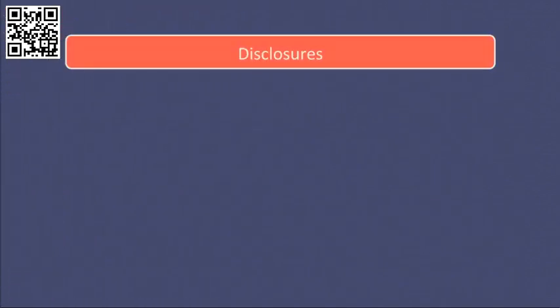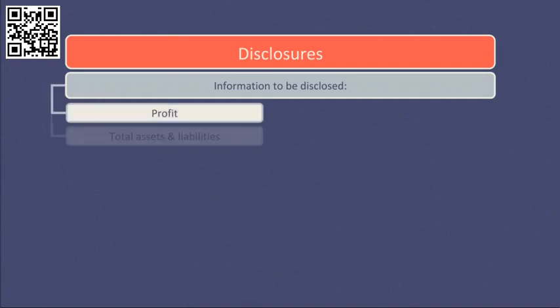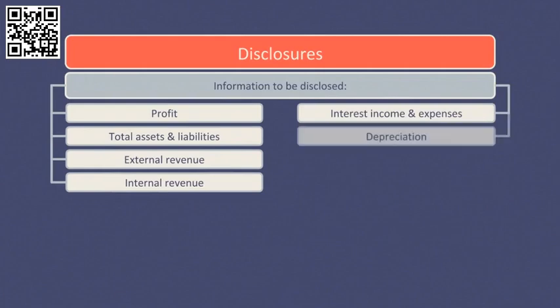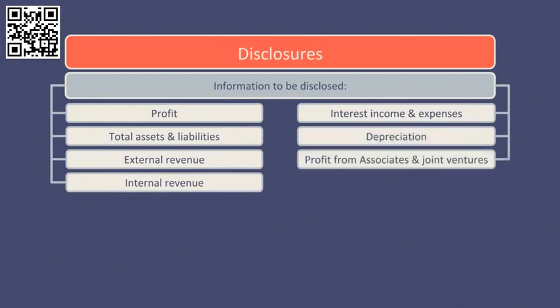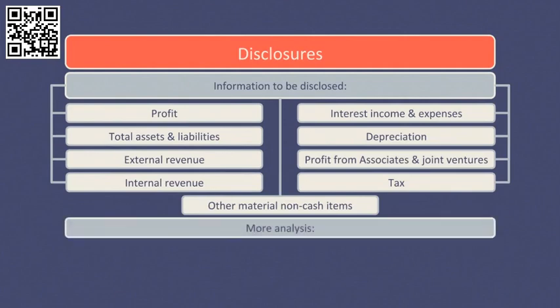So, what is the information that needs to be disclosed for each segment? Profit, total assets and liabilities, external revenues, internal revenues, interest income and expense, depreciation, profit from associates and joint ventures, tax, and other material and non-cash items. When this information is being compiled, it should be prepared on the same basis as internally used information used by the chief decision maker. This really gives the users of the financial statements an inside view.